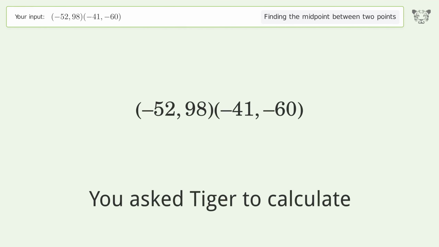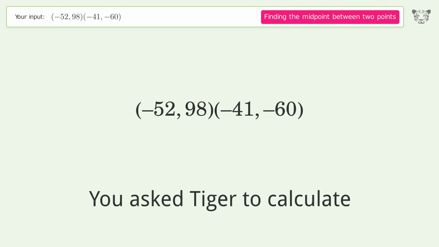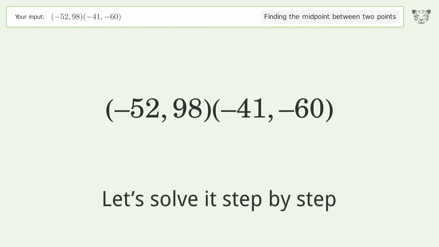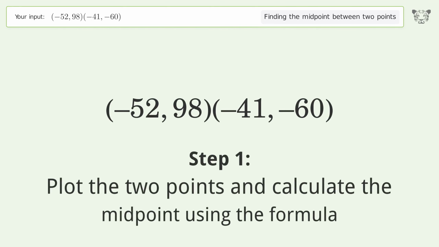You ask Tiger to calculate. This deals with finding the midpoint between 2 points. The midpoint between the 2 points is negative 46.5, 19. Let's solve it step by step. Plot the 2 points and calculate the midpoint using the formula.